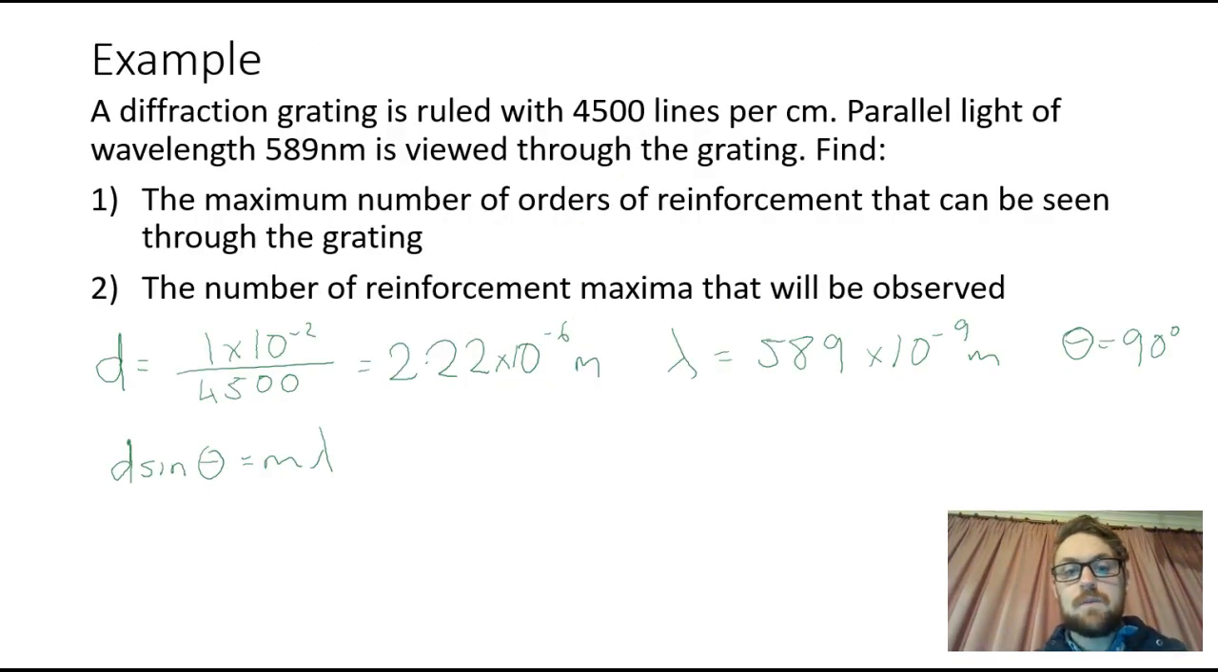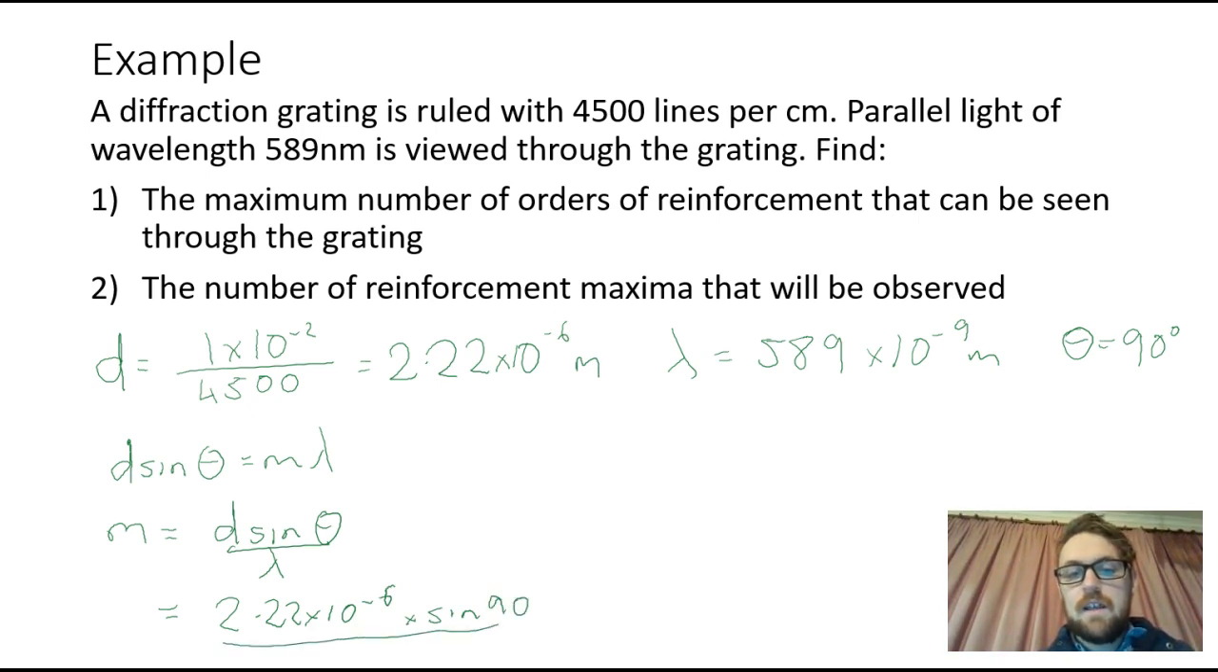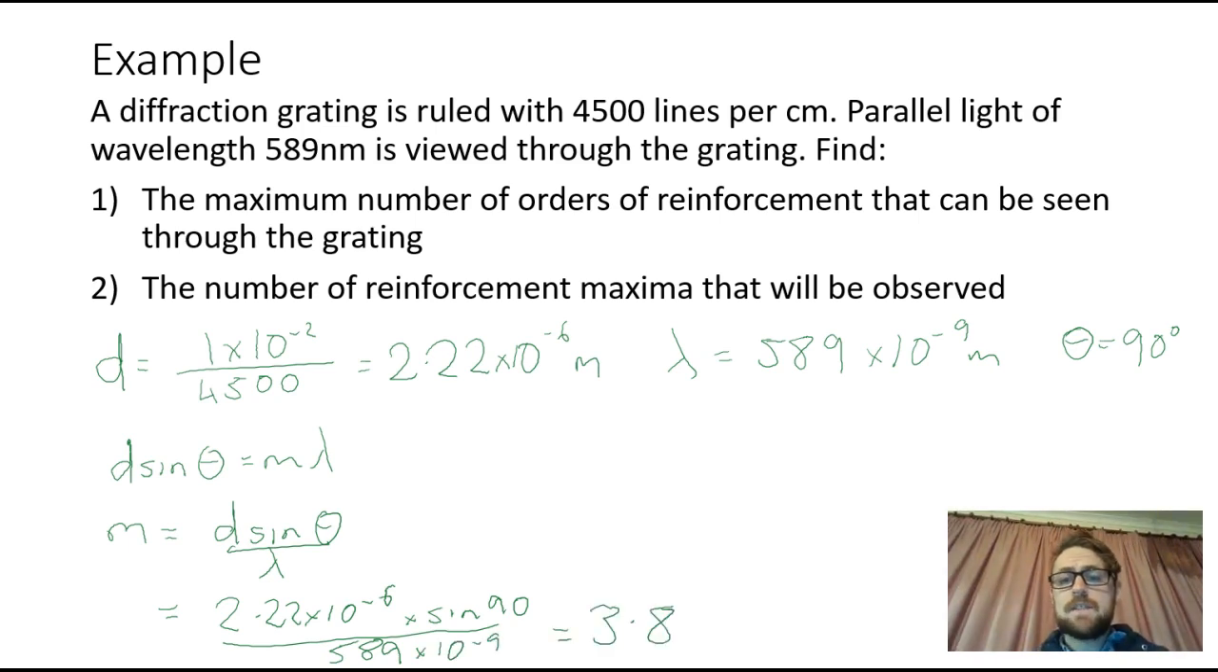Now we can just plug it into our equation. We've got d sine theta equals m lambda. We want to find m. So if we want m by itself, we can divide both sides by lambda. To substitute in, we've got d is 2.22 times 10 to the negative 6, times sine of 90, which is 1 actually, so it's going to go away, divided by 589 nanometers. And that's going to give us 3.8, which means we're going to see 3 plus 0.8 of the maximum.